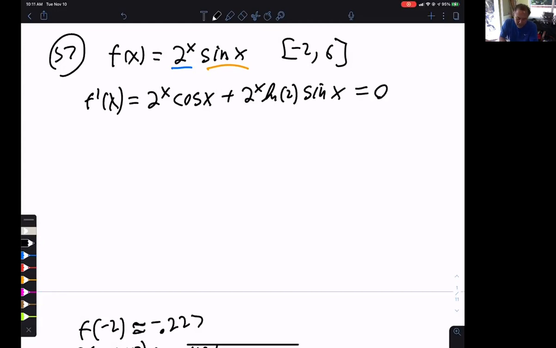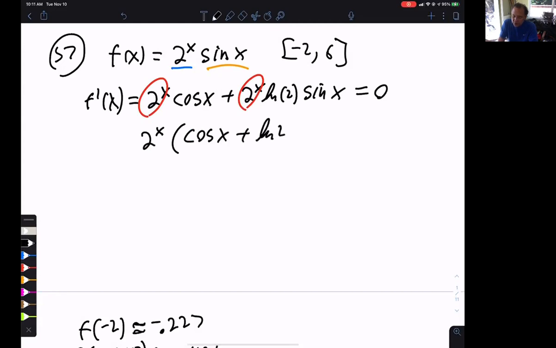Well, I have a common factor of 2 to the x. I'm going to take that out, and I'll be left with cos x plus ln of 2 times sine x. Now, to make this equal to 0, I set each factor equal to 0.